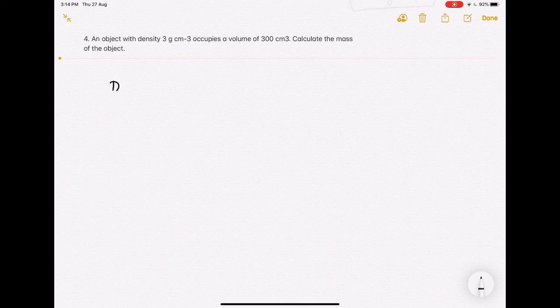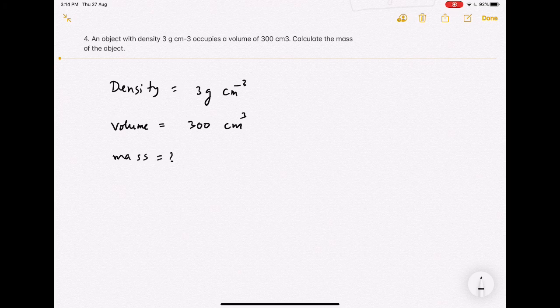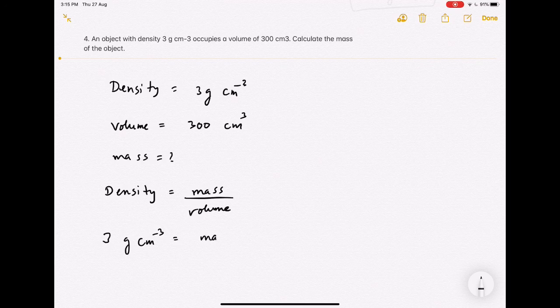Now we write the given information. Density is given as 3 gram per centimeter cube and volume as 300 centimeter cube. We don't know the mass. So we still use the same formula of density, which is equal to mass by volume. Now you can substitute the values here. That is 3 equal to the mass we have to find out divided by 300 centimeter cube.